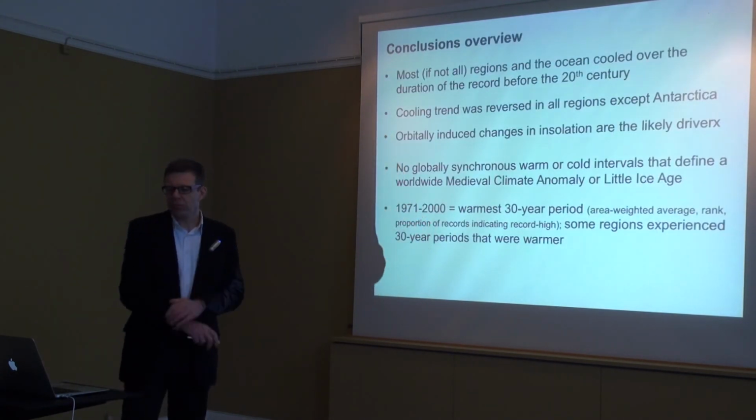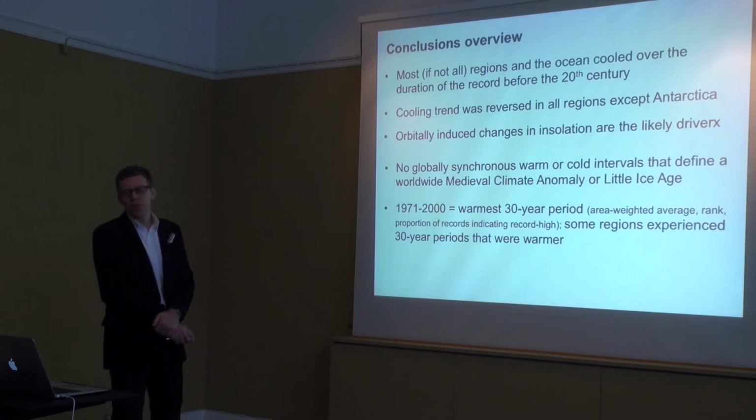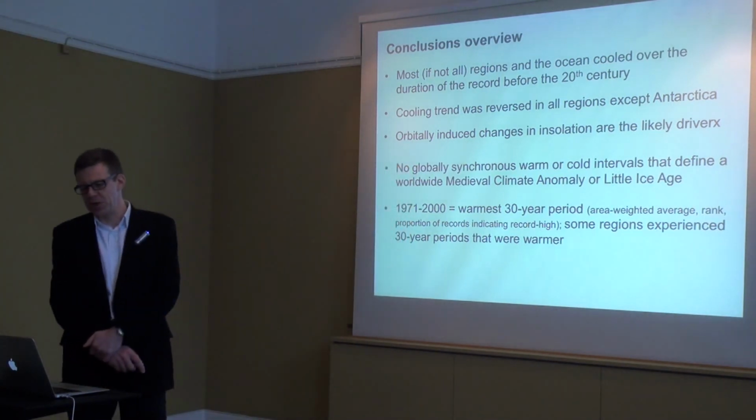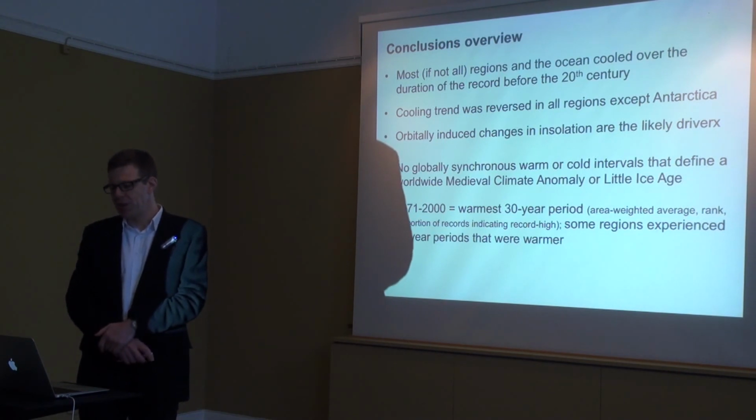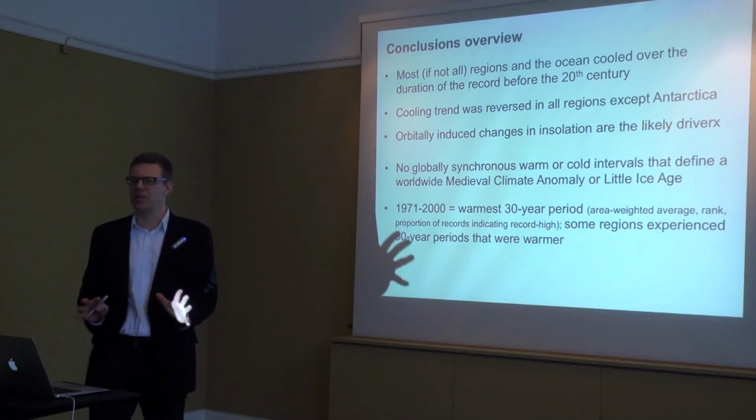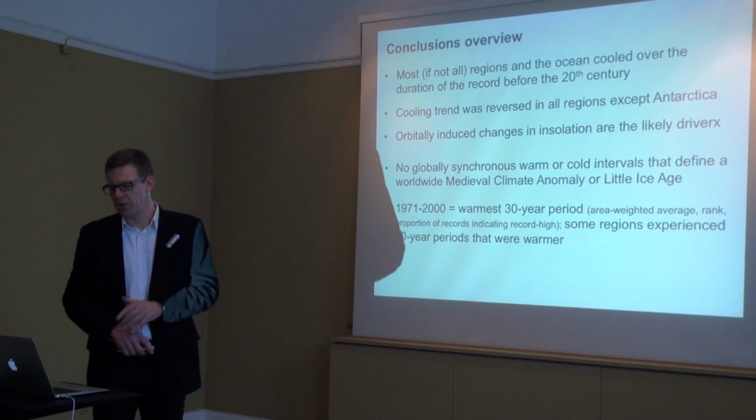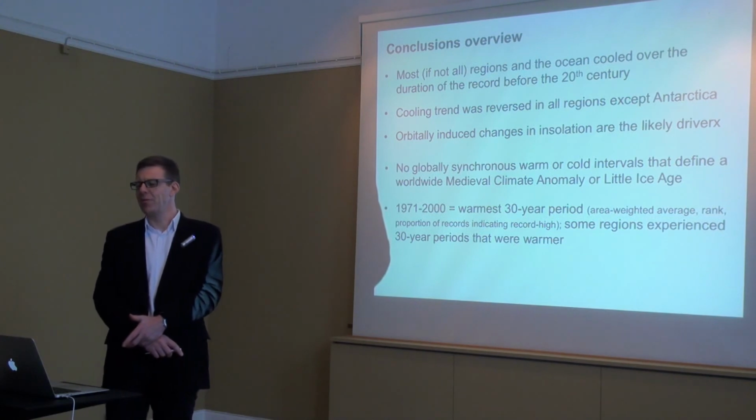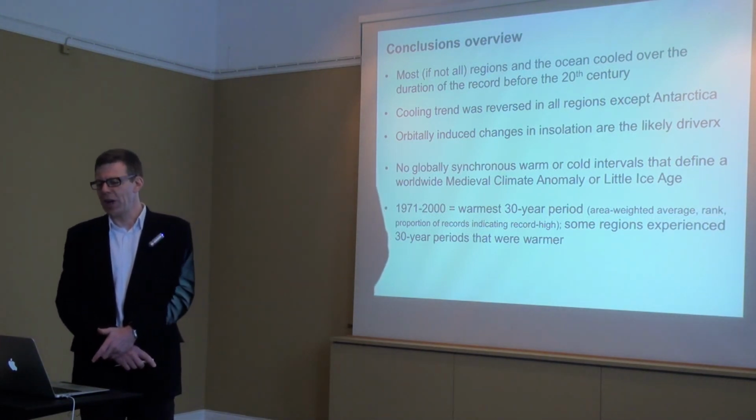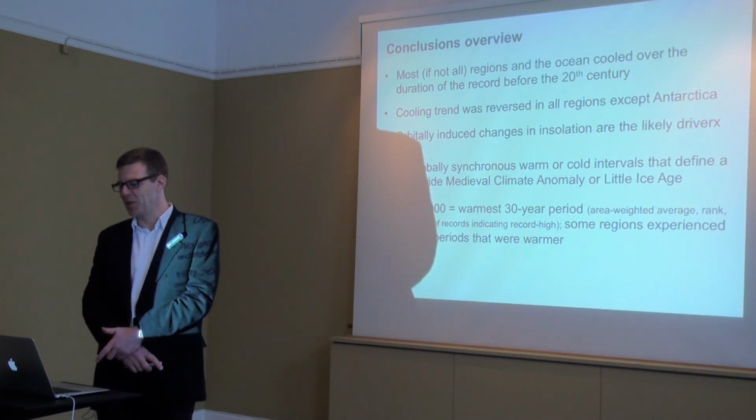Okay, so then the conclusions in overview again. Most, if not all, regions and the ocean cooled over the duration of the record before the 20th century. This long-term cooling trend was reversed in all regions except Antarctica. So Antarctica is doing its own thing. It's shielded by a large ocean. But orbitally induced changes in insolation are the likely driver. So we can explain this cooling. And I think we can also explain the warming in the 20th century.